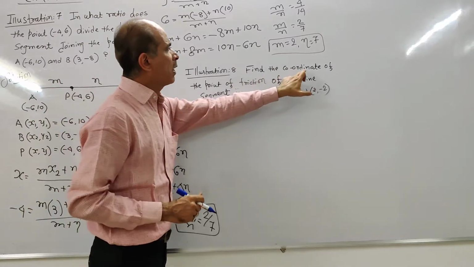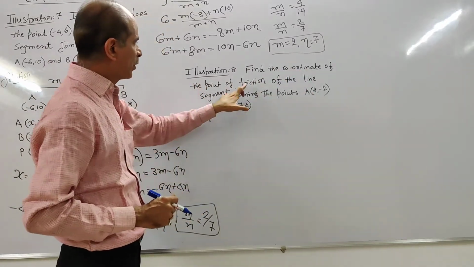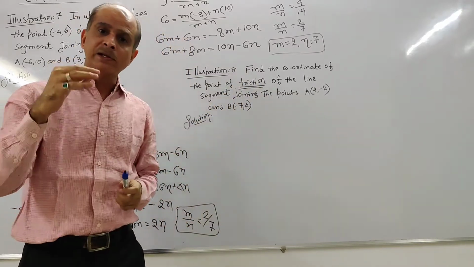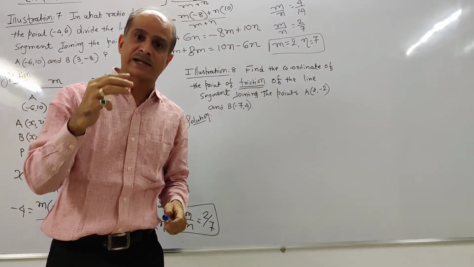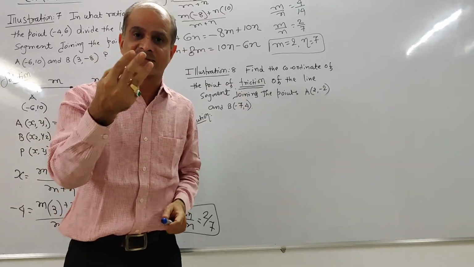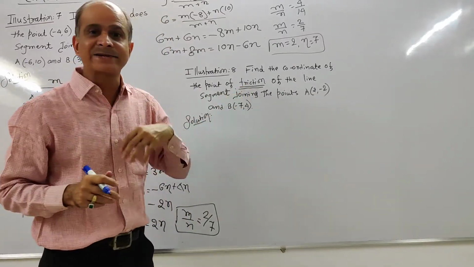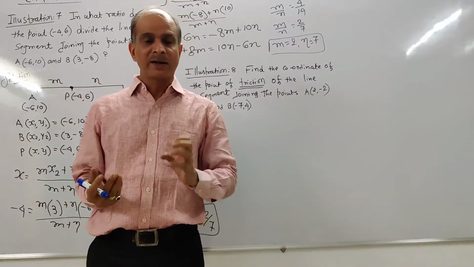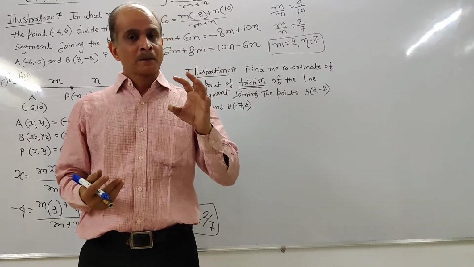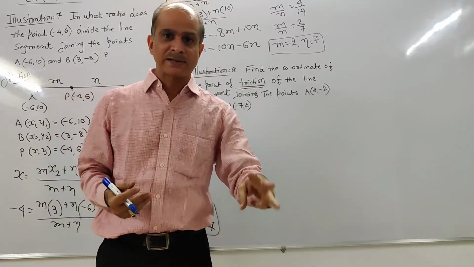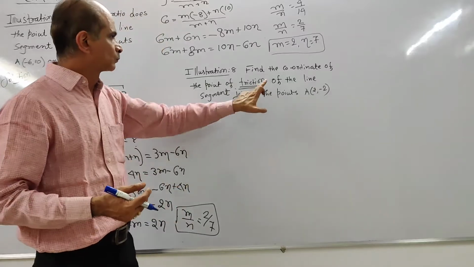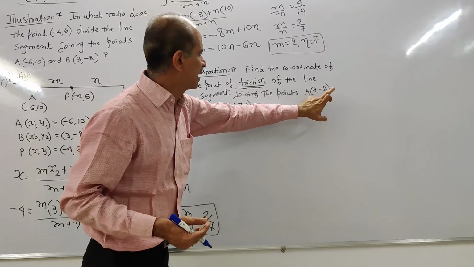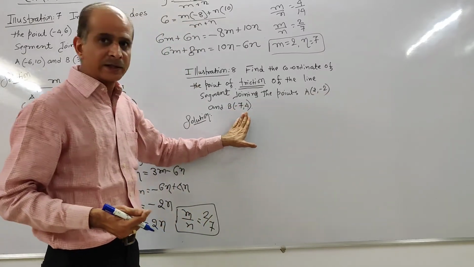Find the coordinates of the points of trisection. Trisection means points which divide the given line segment into 3 equal parts, and that's why it is known as trisection. Bisection means into 2 equal parts. Similarly, trisection means points which divide a line segment into 3 equal parts, of the line segment joining the points A (2, -2) and B (-7, 4).